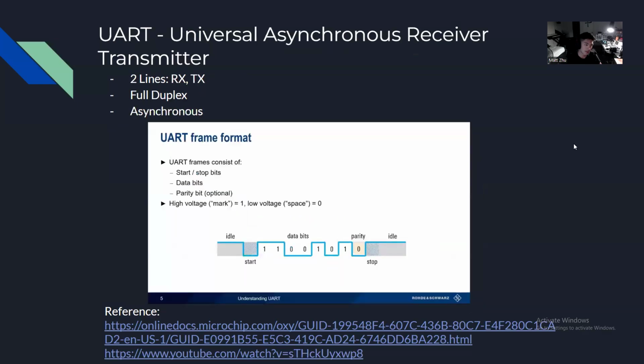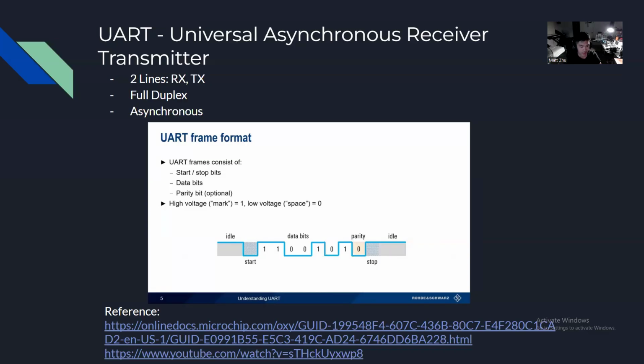And then we have UART, Universal Asynchronous Receiver Transmitter. So it's two lines, receive and transmit, Rx and Tx, and then it's full duplex, meaning that both devices can send data at the same time. And unlike the last two protocols, this is asynchronous, meaning that it's assumed that the two devices communicating with each other have the same clock rate.